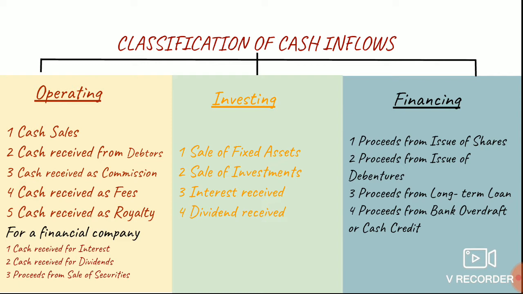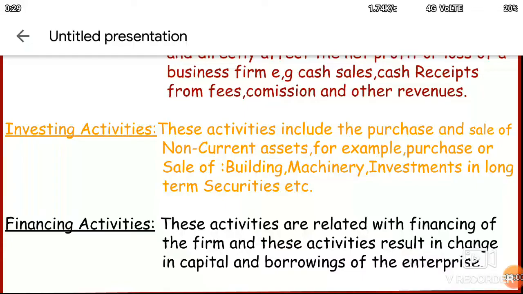Now for financing, under financing activities, the inflows of cash can be like funds raised by issue of shares or proceeds from issue of shares, funds raised by issue of debentures or proceeds from issue of debentures, then long-term loans raised or proceeds from long-term loans, then proceeds from bank overdraft or cash credit. All these will be included under cash inflows from financing activities.